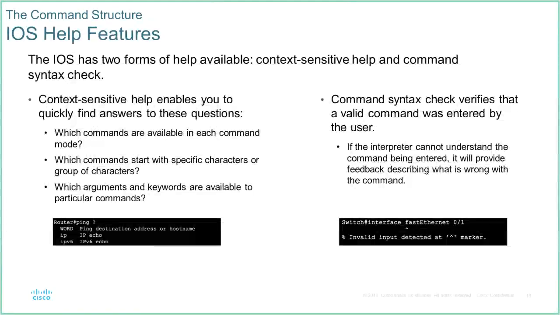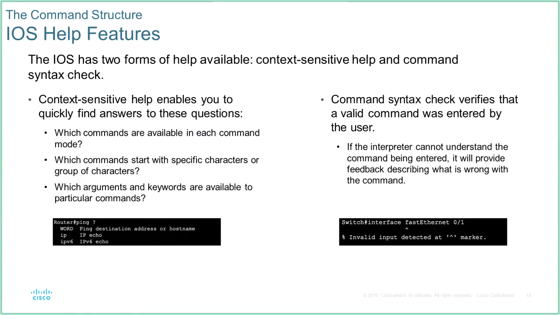Now, the great thing about Cisco's operating systems is that it has an inbuilt help feature, which is accessible via the question mark. So if you're unsure what comes next, you just type in question mark, and it'll give you all the options that are available from this point onwards. So this is known as context sensitive help, which basically gives you the possible inputs from any given point within a command.